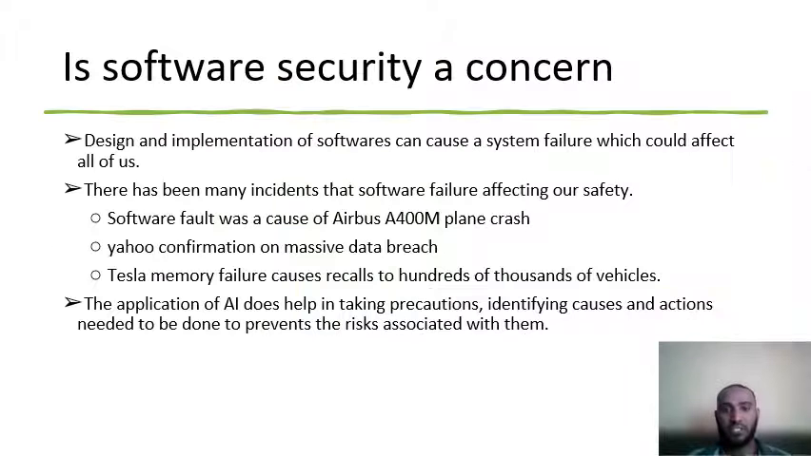Our next slide is: is software security a concern in AI? The answer is yes. Actually, software security is a big concern in any sector, not only in technology. Design and implementation of software can cause a system failure which could affect all of us. And also, there have been many incidents of software failure. For example, a software fault can cause an Airbus A400M plane crash. So a security issue is a big issue at this moment.